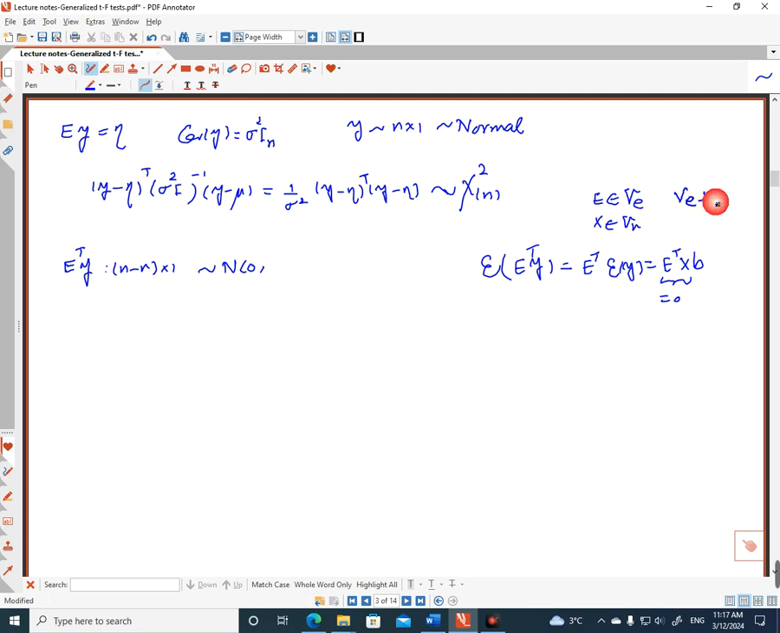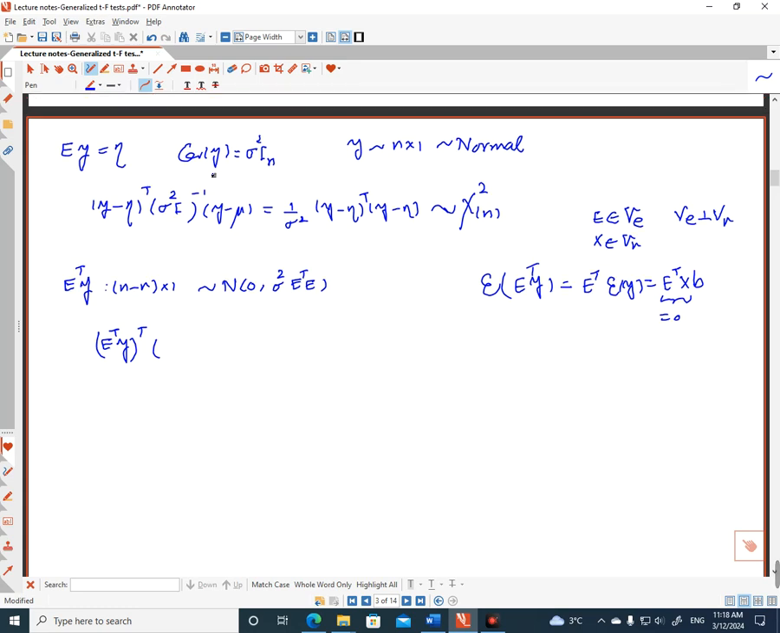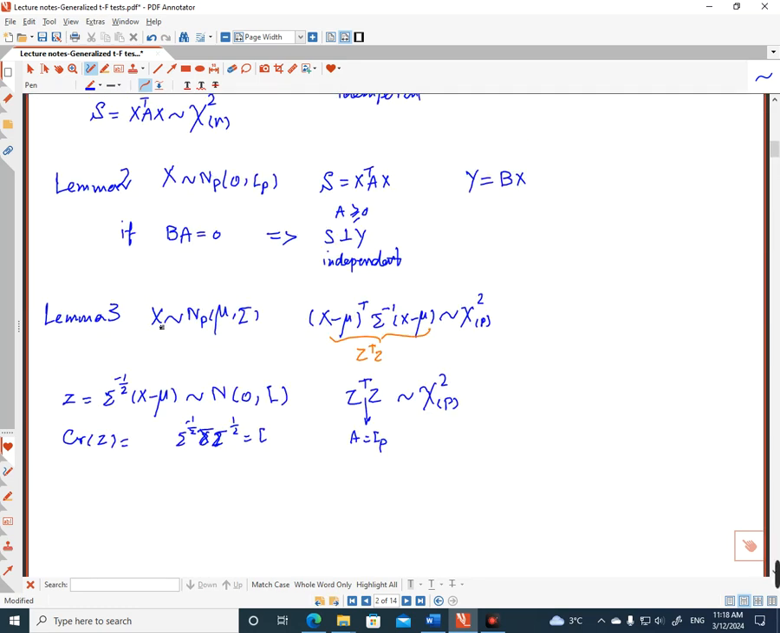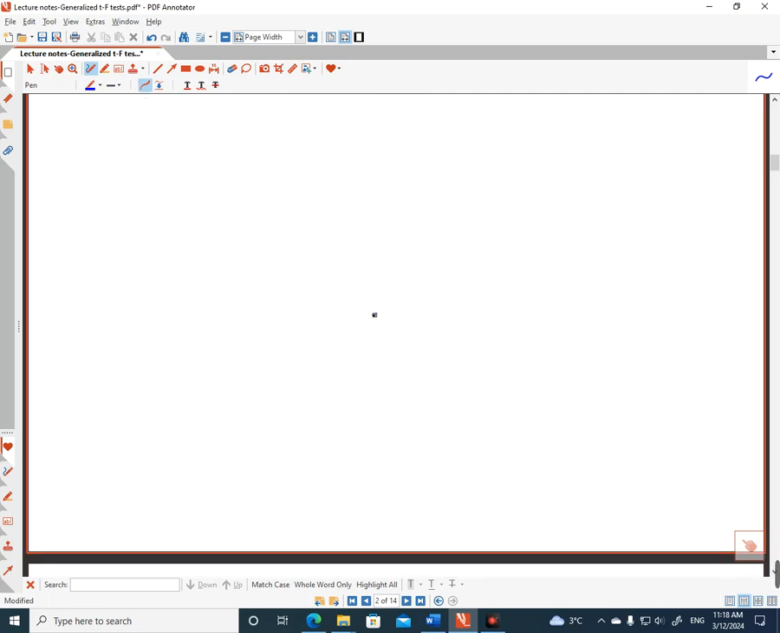You know that these two spaces are orthogonal to each other. So the mean is equal to 0, and the variance-covariance matrix is easily obtained by this formula. If I construct a quadratic form, or better said the sum of the squares of errors, it is of interest to find its distribution in order to conduct inference. So once again, according to the previous lemma, lemma 3, I have to subtract the mean and then use the inverse of the variance-covariance matrix.